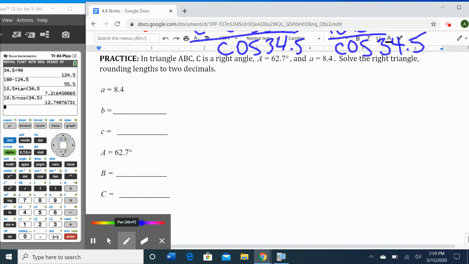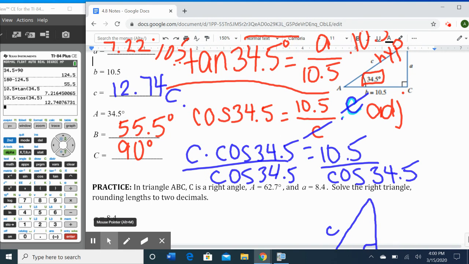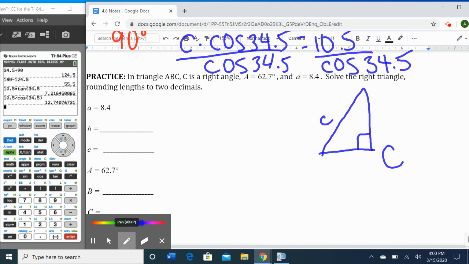So they don't give me a picture here. They tell me that angle C is the right angle, and if angle C is the right angle, then side C has to be across from it. You can put angle A wherever you want. In the previous picture, angle A was in the bottom corner. If I wanted to put angle A at the top, I could. I'll put it in the bottom just because it's consistent. But side A has to be across from angle A. And then if I put angle B up here, then side B is down here.